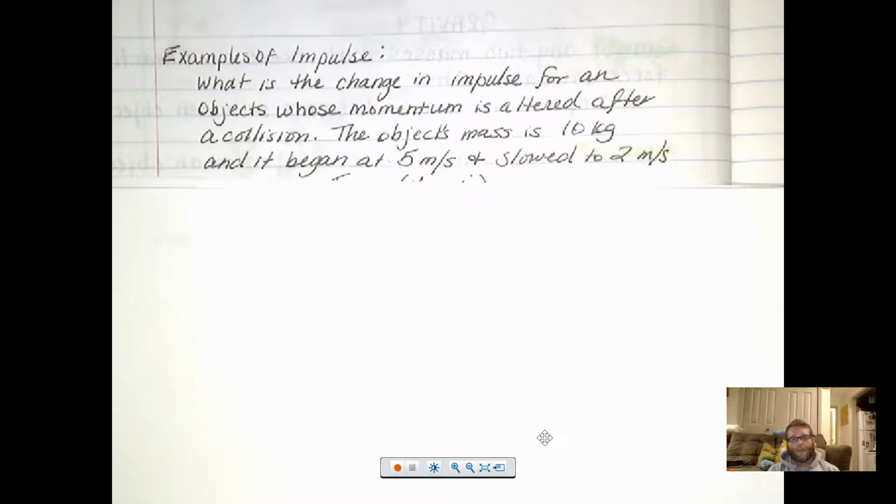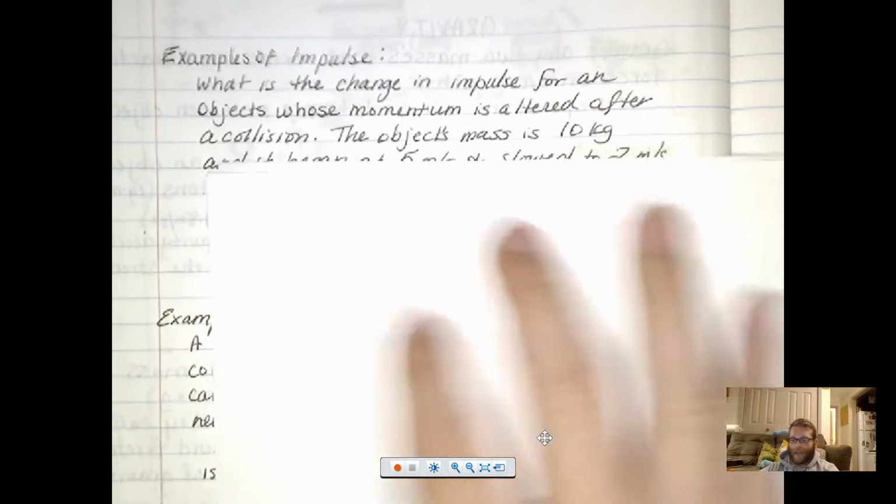So what we want to do is see what is the change in impulse for an object whose momentum is altered after a collision. The object has a mass to begin with of 10 kilograms and it has been at 5 meters per second before the collision and is slowed down to 2 meters per second. Okay. So we have an object that had momentum. It has a mass of 10 kilograms and it began at 5 meters per second and it slowed to 2 meters per second.